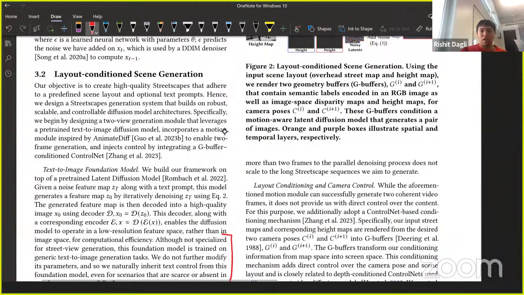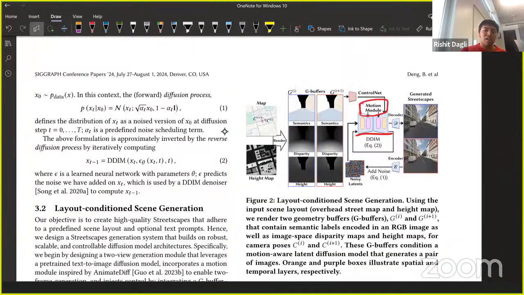So now they have this motion module, and this allows them to do parallel denoising. So now at each step, you end up generating two frames instead of one, and both of these frames are reasonably consistent because the motion module is trained on exactly this kind of data.